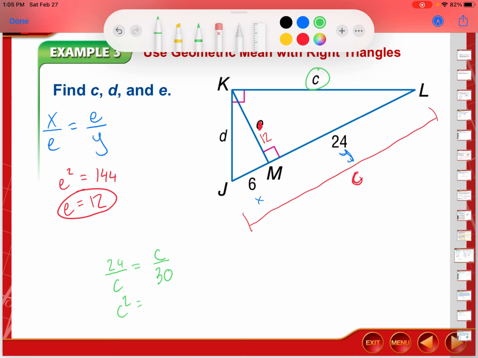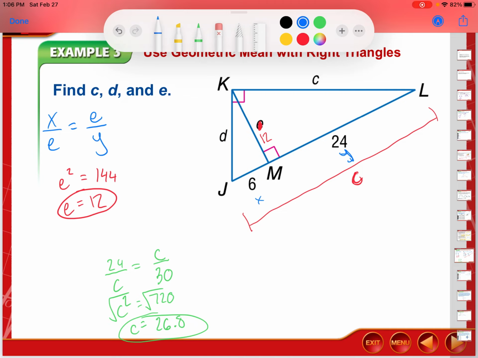Okay, so now if we did our cross multiplication, we'd be correct. C squared equals 24 times 30, which would be 720. We take the square root of both sides, and we would get C equals whatever I had written down before, which I've already forgotten. 26.8. Okay. See, and that's why it's important to have these in your notes so you don't mess up like I did. All right. Now we'll move on to our last one.